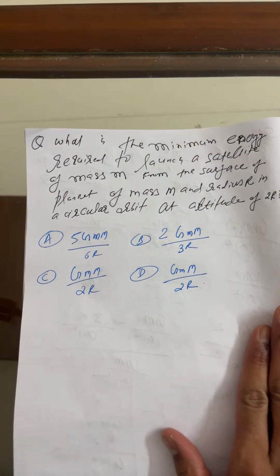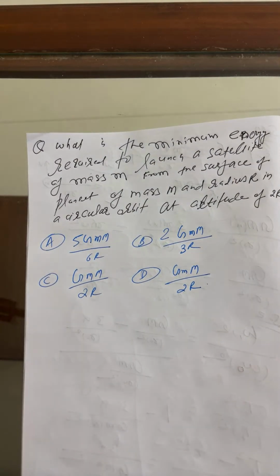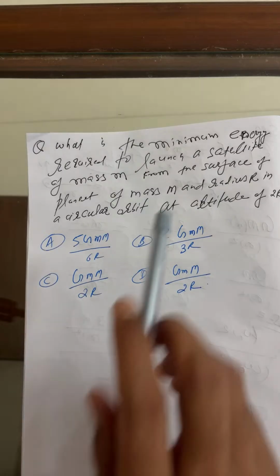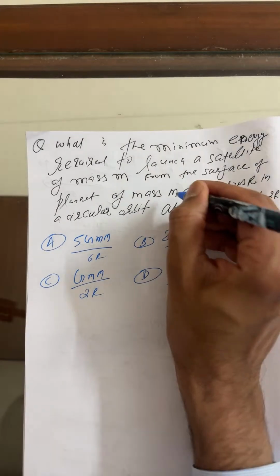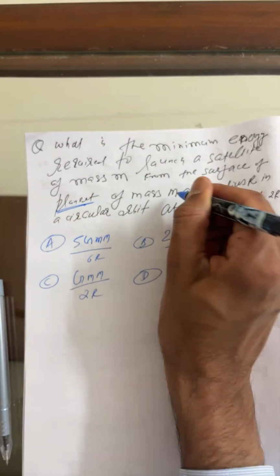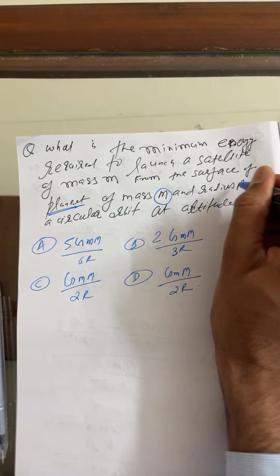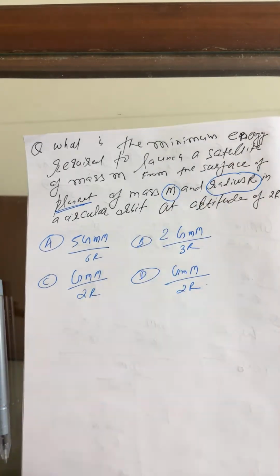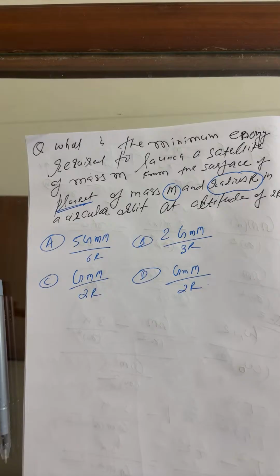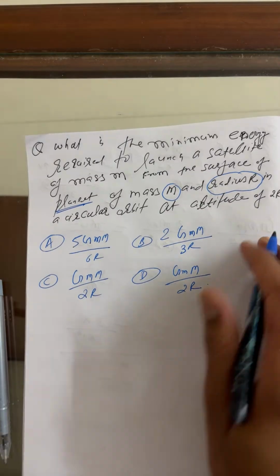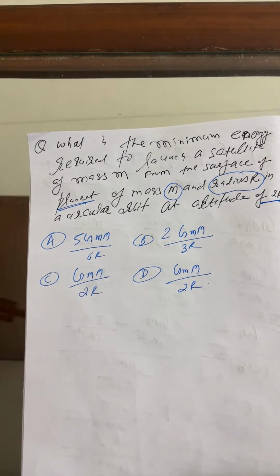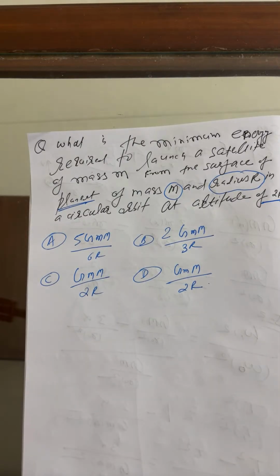So this is the question basically, my dear. Again, I'll read it once. What is the minimum energy required to launch a satellite of mass m from the surface of a planet of mass capital M and radius R in a circular orbit at an altitude of 2R? Do underline this and highlight it.